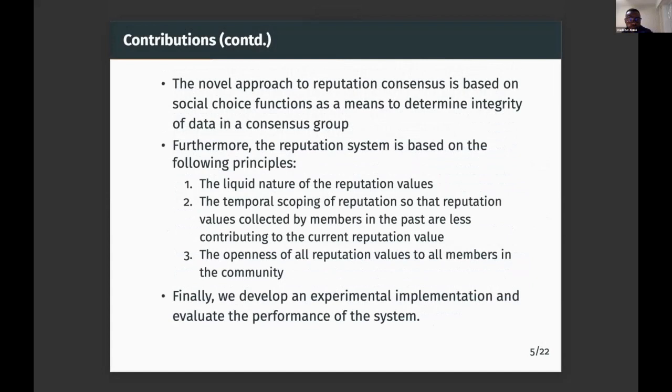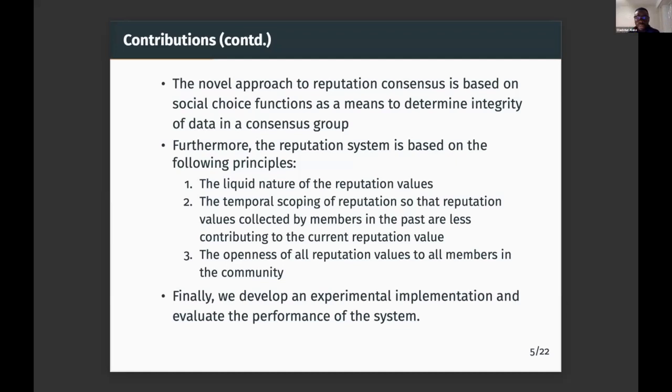Also, our novel approach to reputation consensus is based on social choice functions as a means to determine the integrity of data in the consensus group. Furthermore, the reputation system is based on the following principles. Number one, the liquid nature of the reputation values. That is, we use a recursive mechanism for calculating reputation values such that newly generated reputation values are based on initial or previous reputation values that were earlier calculated in the network.